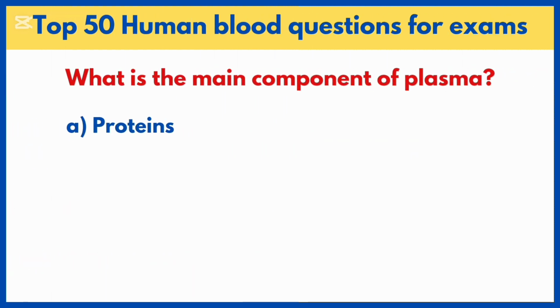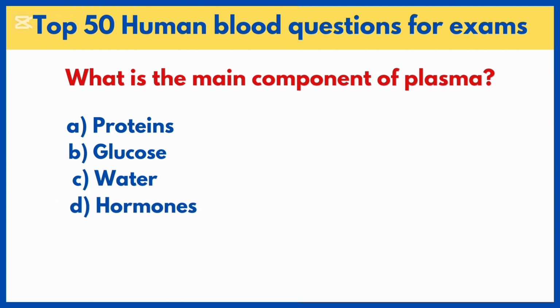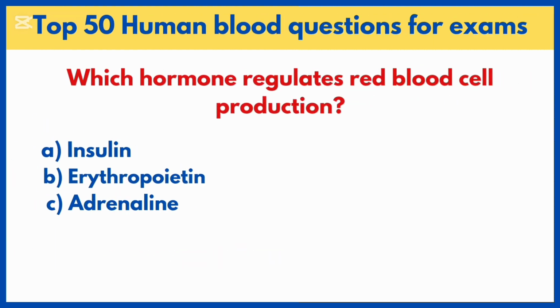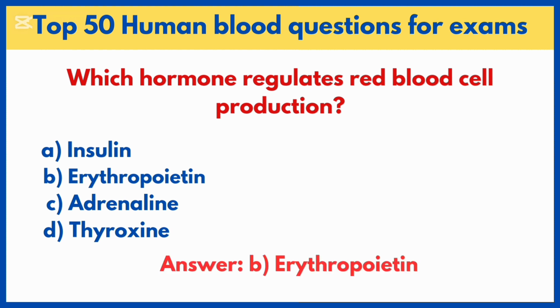What is the main component of plasma? Correct answer is option C, water. Which hormone regulates red blood cell production? Correct answer is option B, erythropoietin.